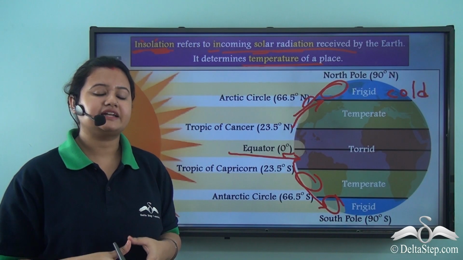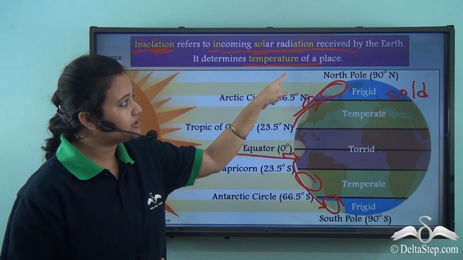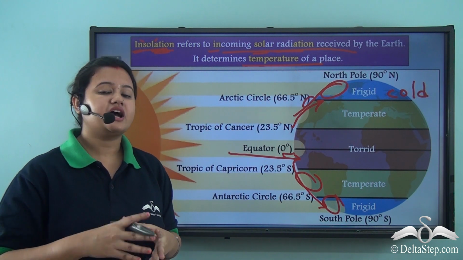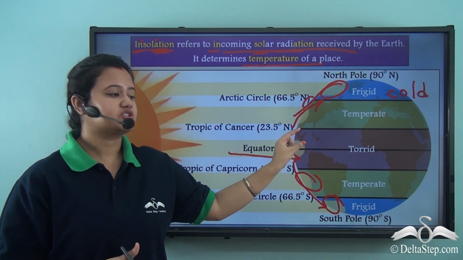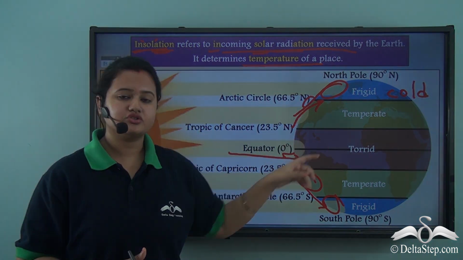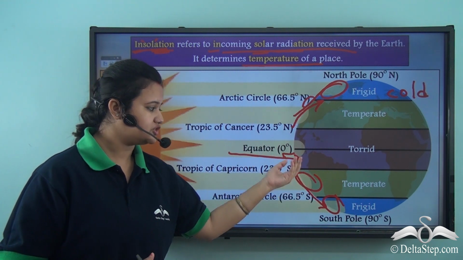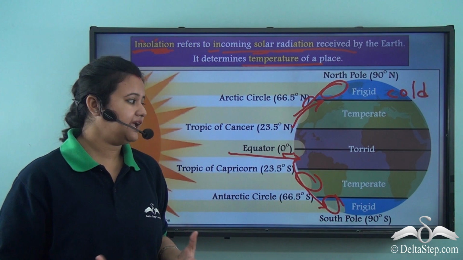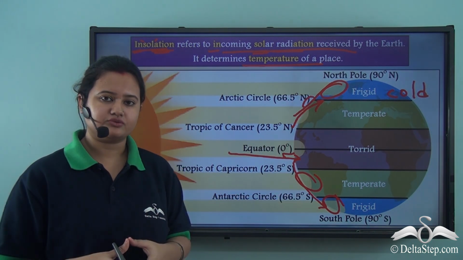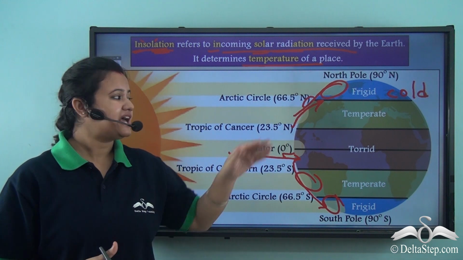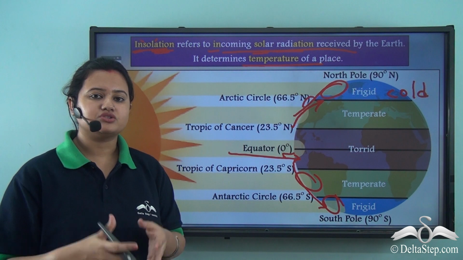Thus here we find that insolation is an important factor that helps to determine the temperature of a place. The temperatures are usually higher in the places where the rate of insolation is quite high, especially in the torrid zone, whereas as we proceed towards higher latitudes, the rate of insolation decreases, because of which the temperature also decreases in higher latitudes.